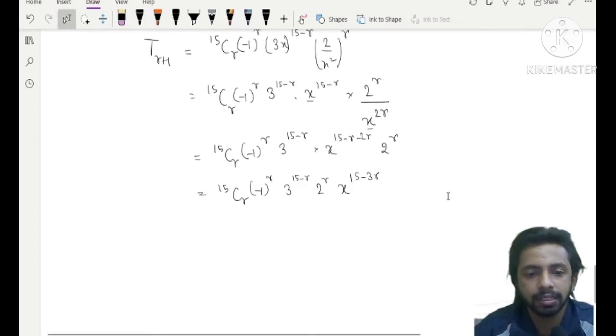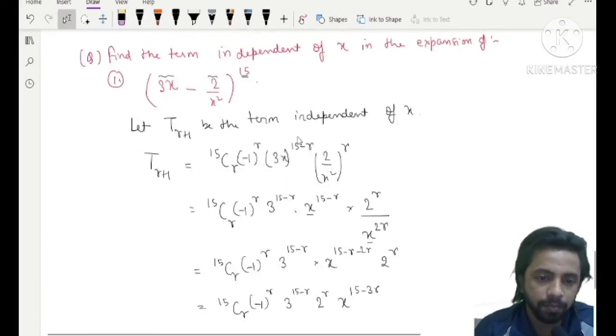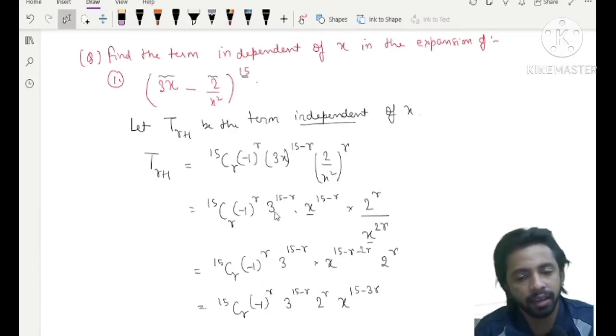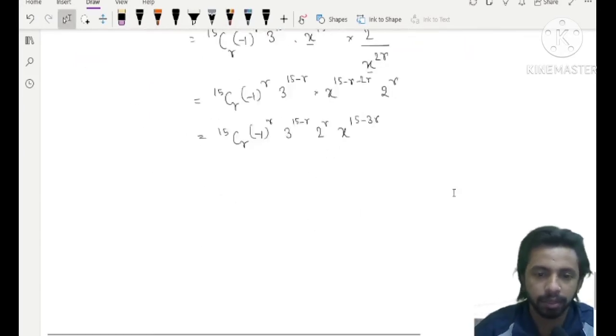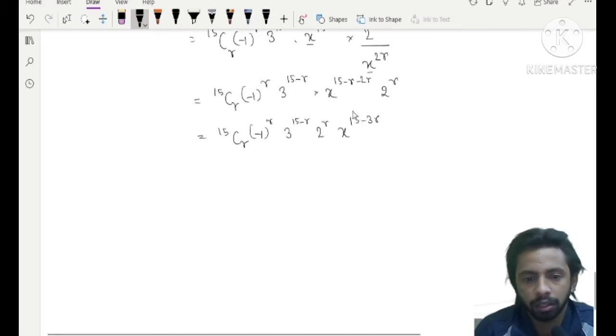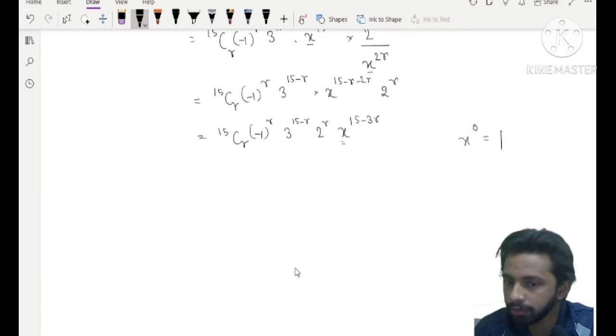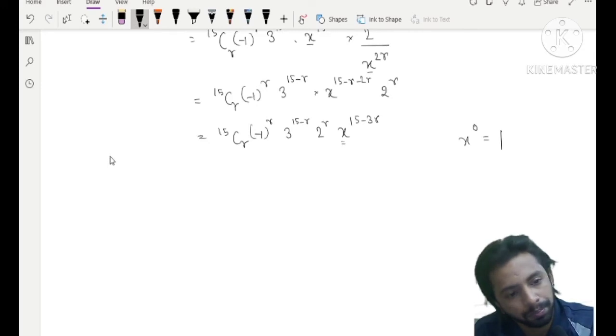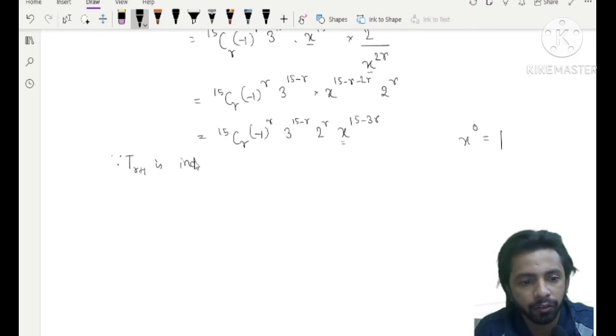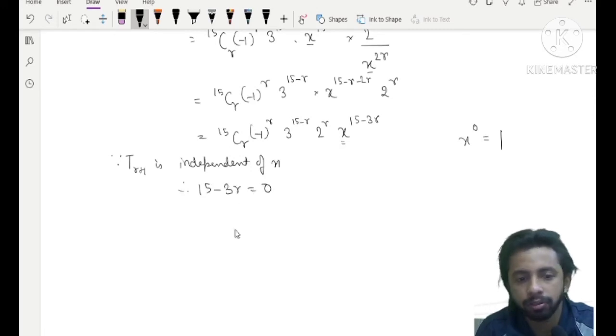Now since by our assumption this term is independent of x, x is not there, so there is only one possibility, that the power of x here should be 0, because x to the power 0 will give you a constant 1. So since t(r+1) is independent of x, therefore 15 minus 3r must be equal to 0, from which you will get r equals 5.